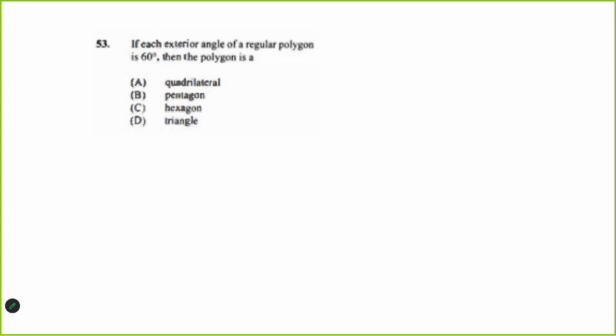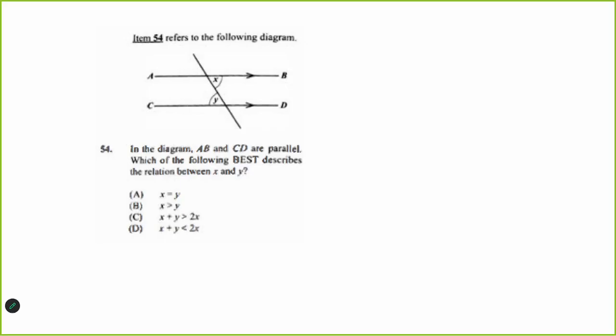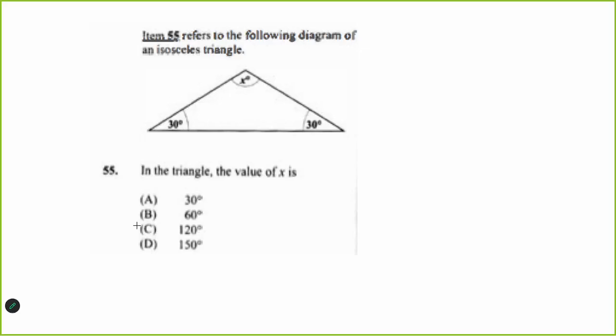If each exterior angle of a polygon is 60, then the polygon is, so we know 60 multiplied by some number is going to be 360. Why? Because exterior angles always add up to 360, no matter what the shape. This would be 60 times 6. The only answer is C. This one here, x is equal to y. This one here is 180 minus 60, which is 120.